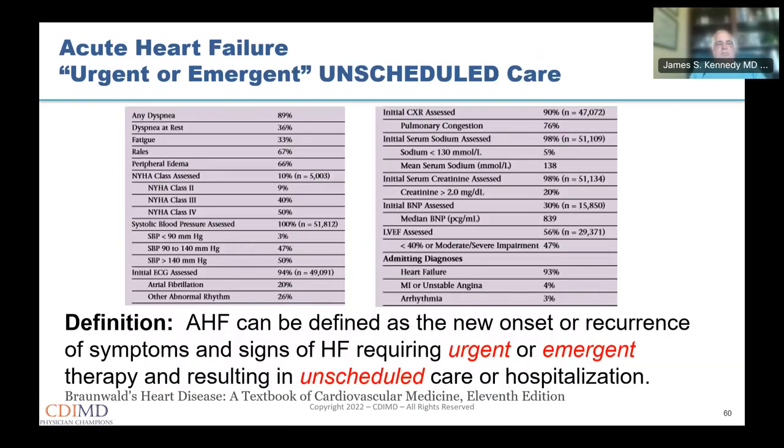Now, what is acute heart failure? Well, there's no one definition clinically of what acute heart failure is. Probably the best definition of acute heart failure is the new onset or recurrence of symptoms that requires urgent or emergent therapy that results in unscheduled care. So if the patient is like an end-stage heart failure, they're going to have dyspnea. They're going to be rocking along. But if the symptoms get so bad that urgent or emergent therapy is needed and the care is unscheduled, then that is what's going to qualify as acute. And this is going to be an essential element of how we discuss that with our physicians.